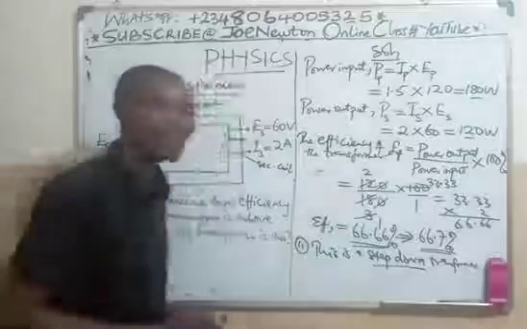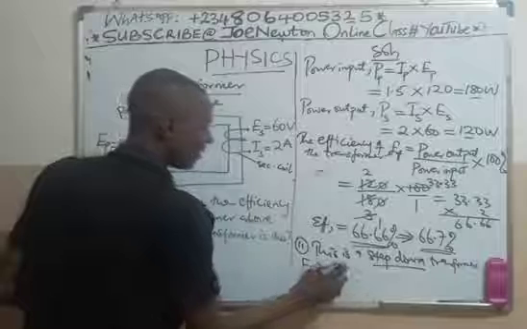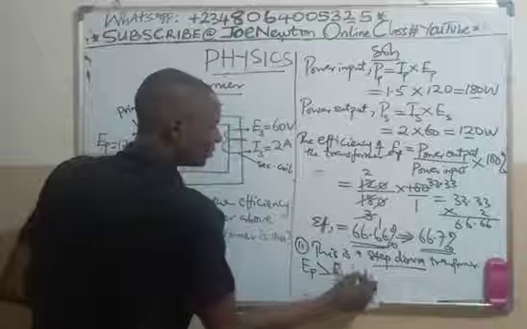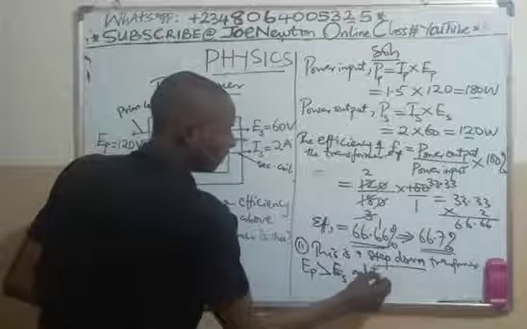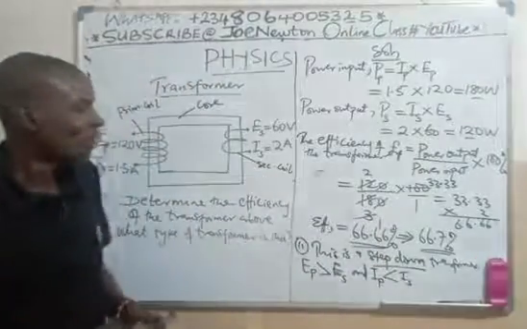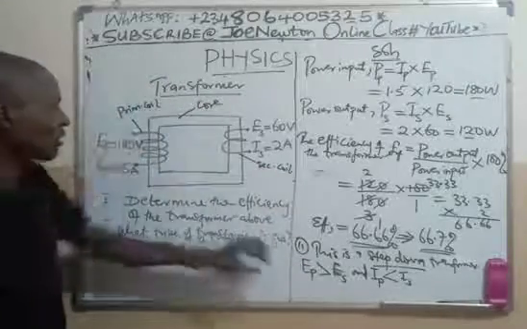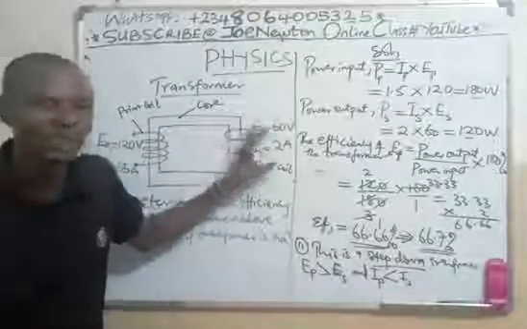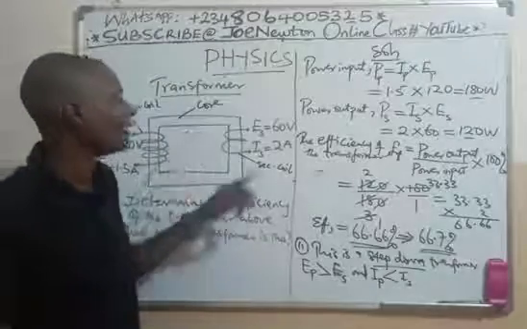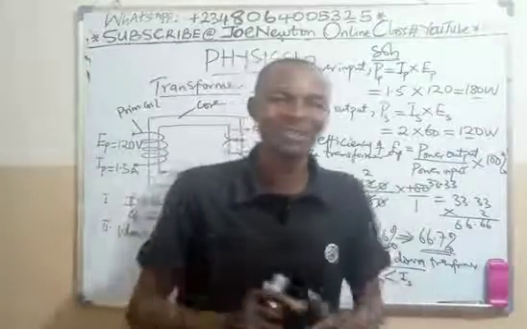The next question now is why? Because the EP is greater than the ES, and also the IP is less than the IS. So that is the condition. For a step down transformer, the primary voltage is greater than the secondary voltage, and also the primary current should be less than the secondary current, because the voltage and current are inverse in the transformer system. That is it.